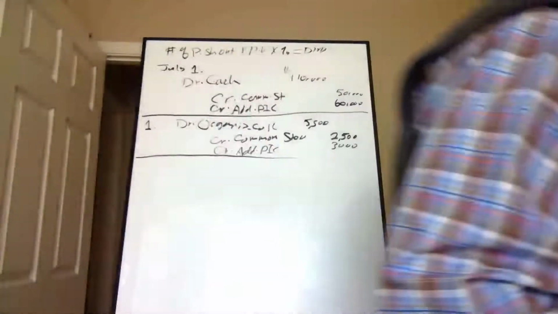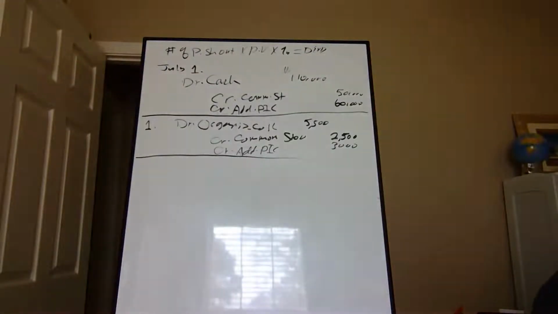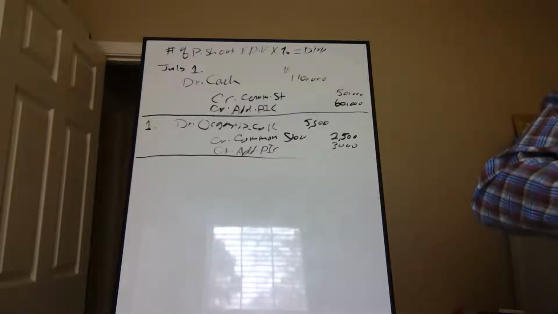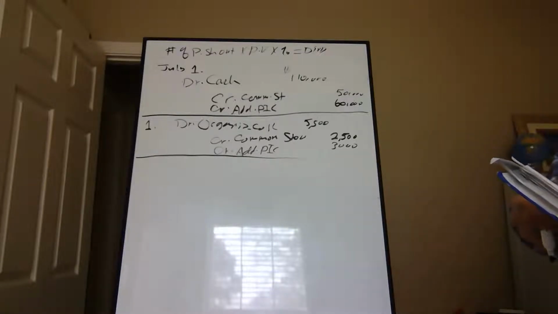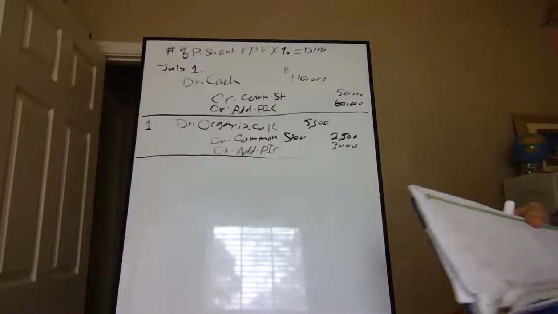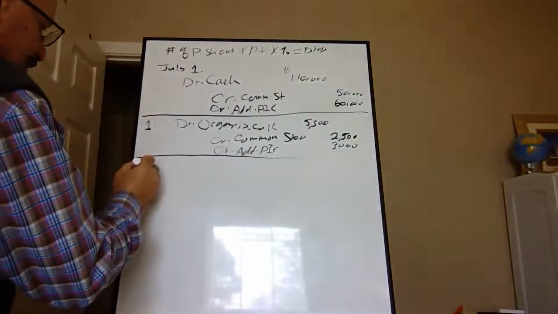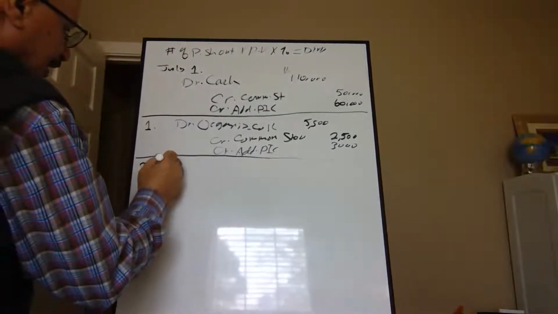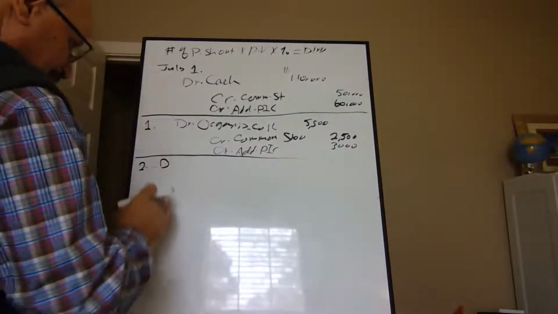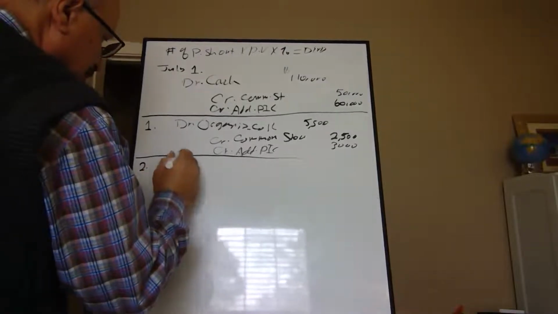Next is on July 2nd: issued 1,000 shares of preferred stock at par value for cash. So on the 2nd, we're going to debit cash.